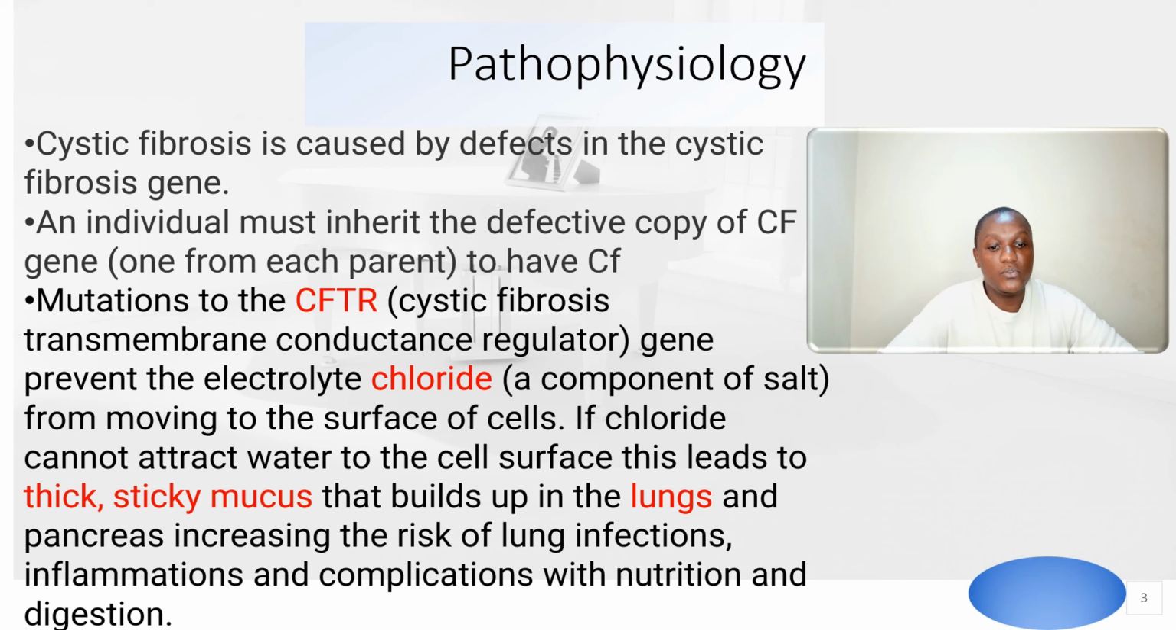Mutations to the cystic fibrosis transmembrane conductance regulator, the CFTR gene, prevent the electrolyte chloride from moving to the surface of the cells. And if the chloride cannot attract water to the cell surface, this leads to thick, sticky mucus that builds up in the lungs and pancreas, increasing the risk for lung infections, inflammation, and complications with nutrition and digestion.